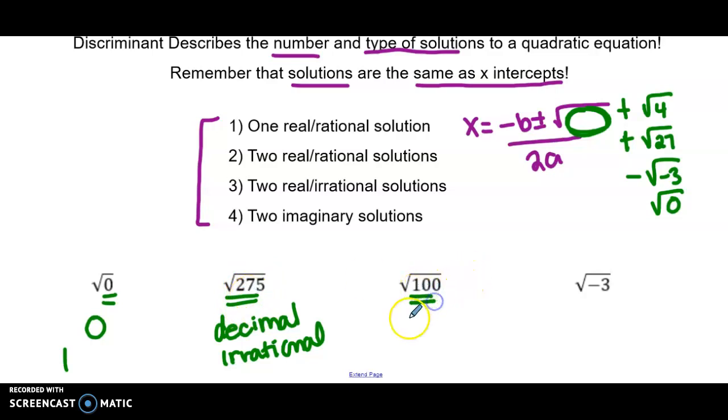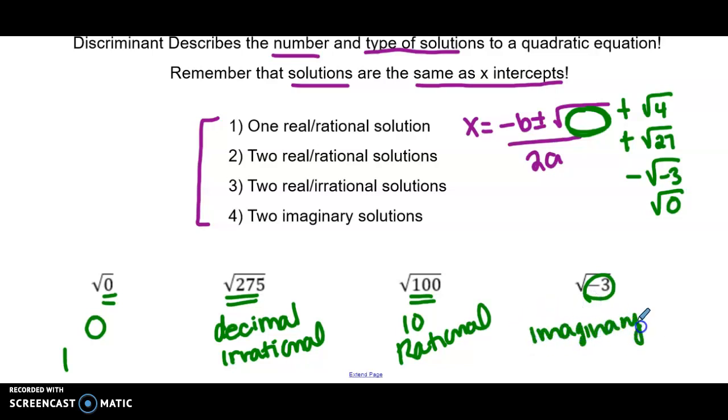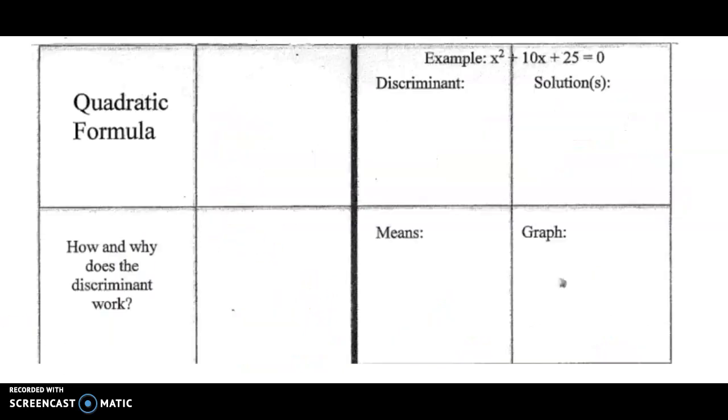If I have the square root of 100, that's the same thing as 10. That is a rational number, okay? It's not irrational, it's a rational, it's not too crazy of a number. And if I have a negative underneath the radical, that is an imaginary number, okay? So we're going to take a look and see how these numbers underneath the radical are going to tell us what type of solutions we have whenever we graph our equation.